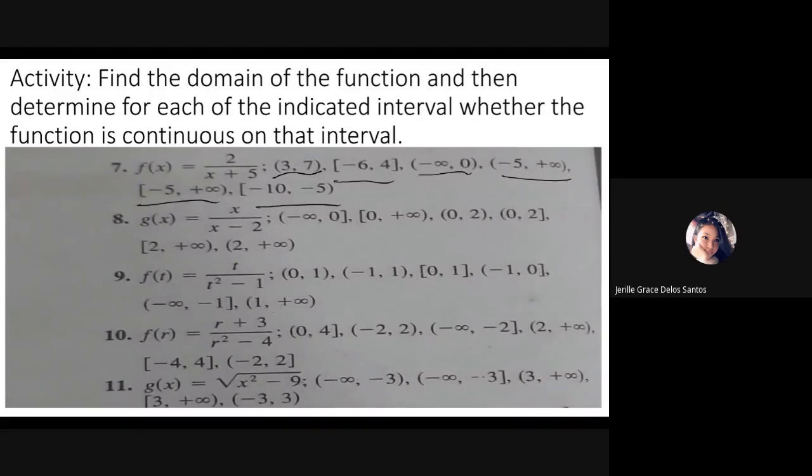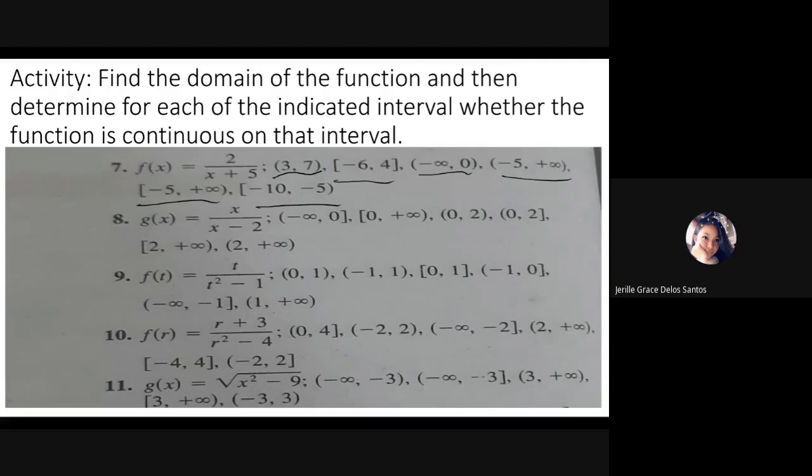So for each number, like for example, in number 7, 1 point for the domain, 1, 2, 3, 4, 5, 6. So that's 7 points. 2, 4, 5, that's 35. Yung nasa gilid ay hindi yan siya possible answer. Yung nasa gilid ay mga interval.